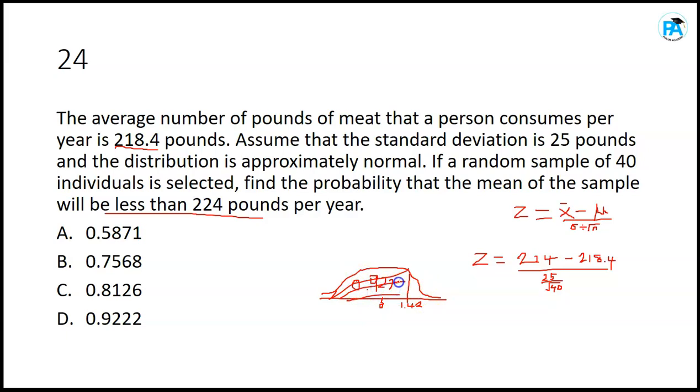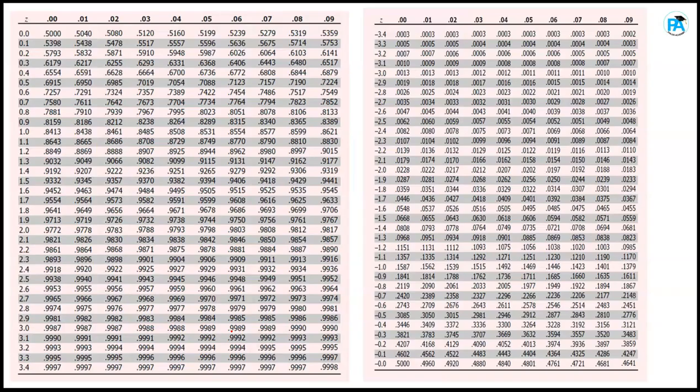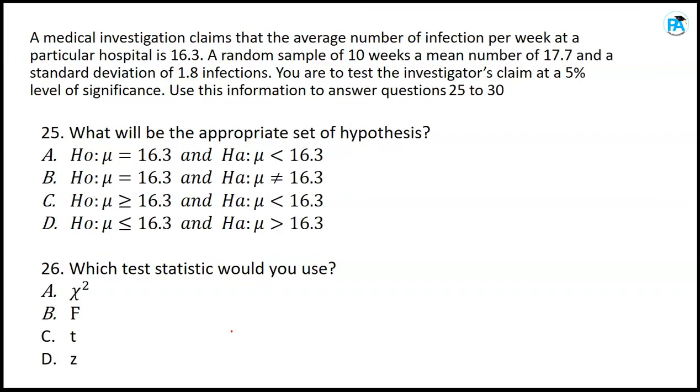I told you that when you check a positive z score on each corresponding positive z table, what you get means to the left. When you check a negative z score on a negative z table, what you get is also left. So since this is left, and this question wants us to find this place, it has already given us the answer 0.9222. So the correct answer for this is D, 0.9222. So let's proceed to the next question.